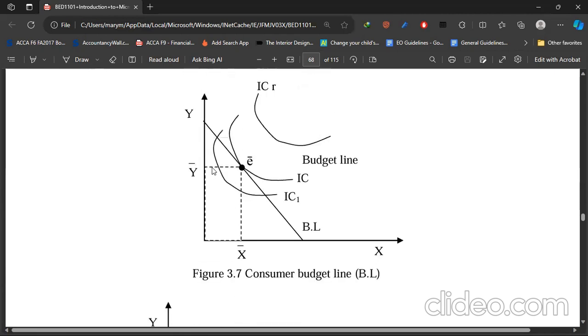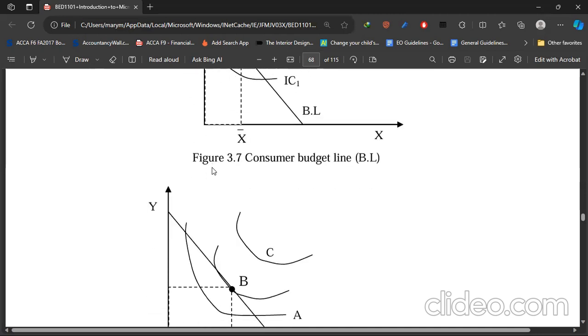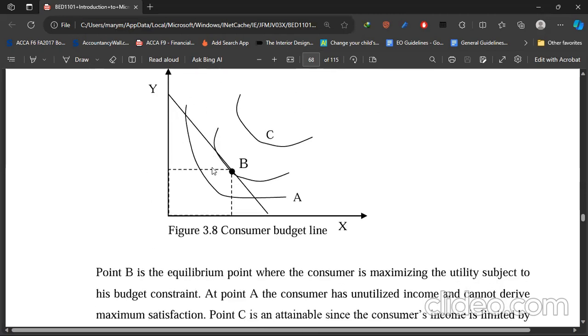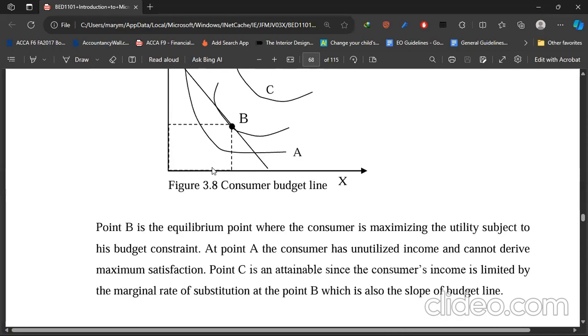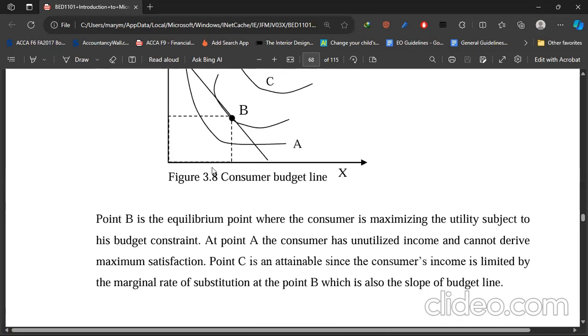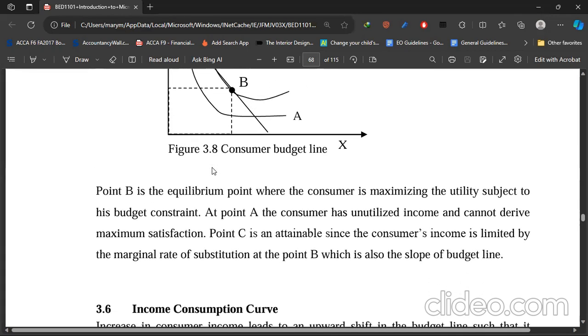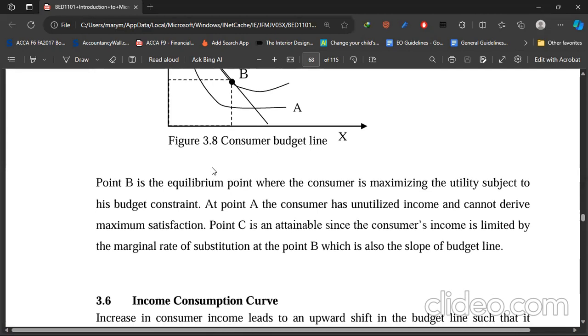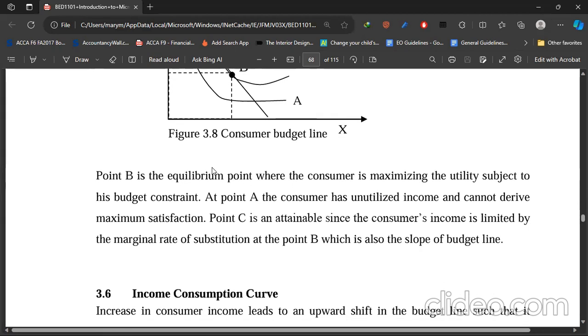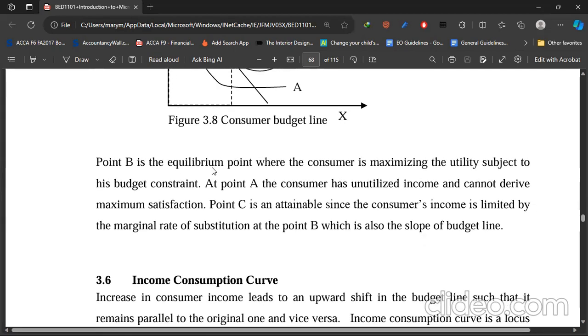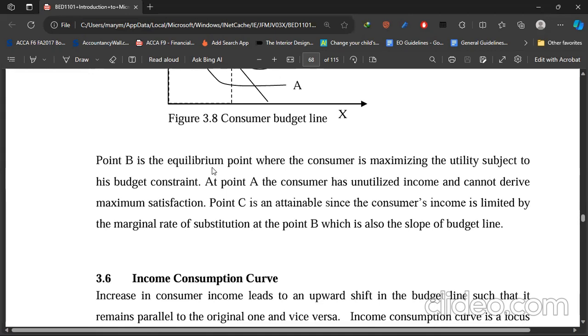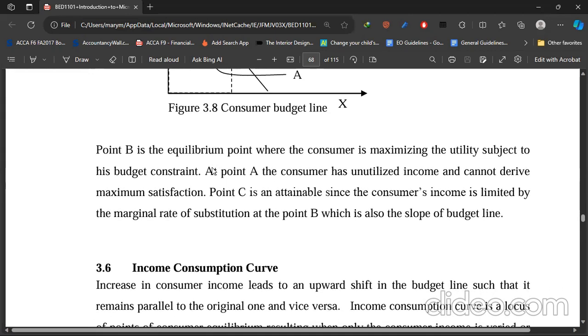The budget line normally runs from Y to X, and in this case you can see how it looks. So in this case we are saying point B, and you can see it there. It is the equilibrium where the consumer is maximizing utility subject to his budget constraint. And we are saying at point A, the consumer has unutilized income and cannot derive maximum satisfaction. Point C is unattainable since the consumer's income is limited by the marginal rate of substitution.